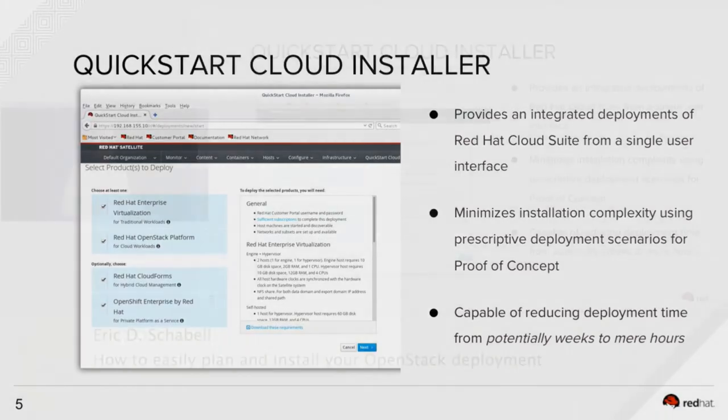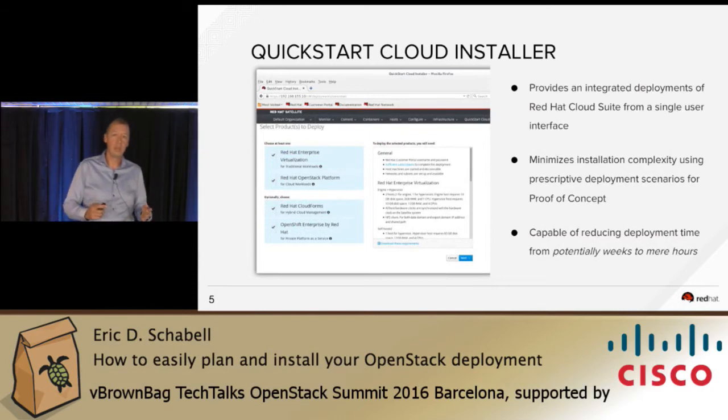We interface with each one of these projects or each one of these components through the APIs. So it's not using, for example, the director interface. It's using the APIs underneath OpenStack, underneath OpenShift, to configure, deploy, and make all this work.